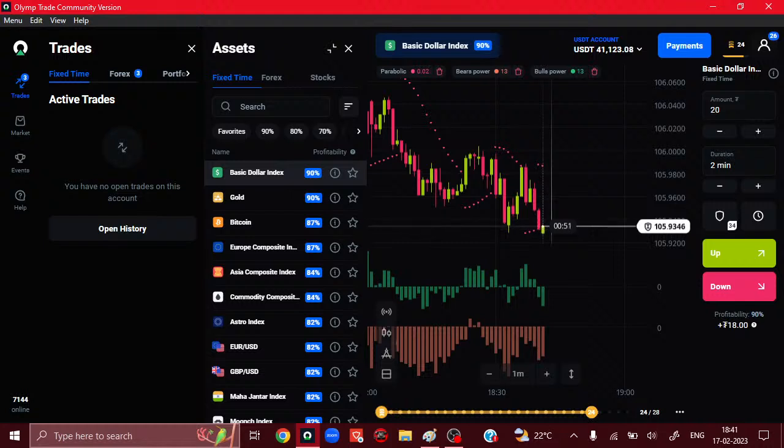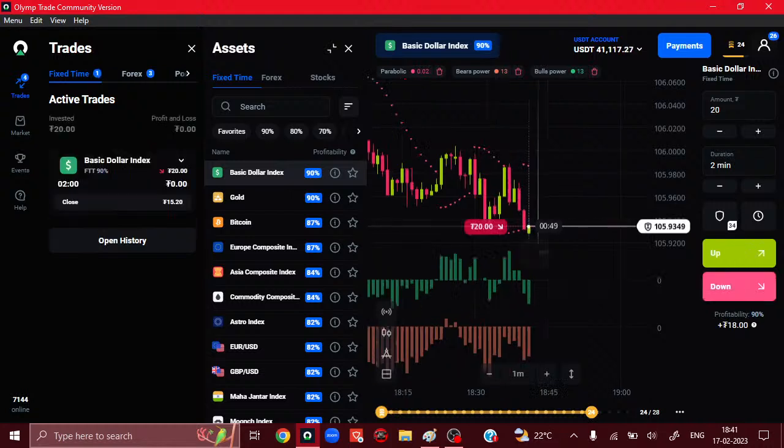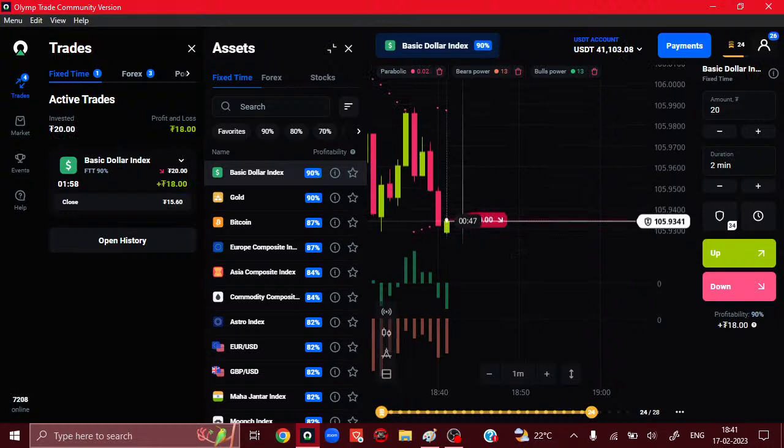Okay, here also we have an entry in basic dollar index. So a trade for 2 minutes on the downside, the parabolic has shifted. Both the bull's power and bear's power oscillator is indicating below the zero line. So a trade in basic dollar index in the downward direction for 2 minutes, 20 USD.